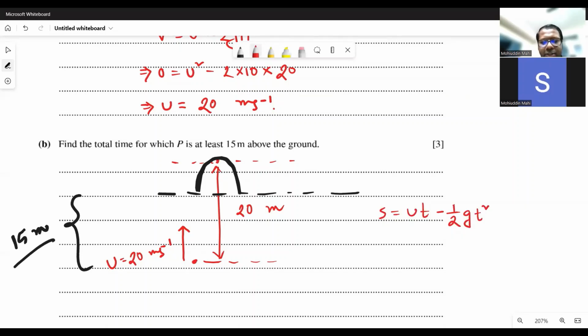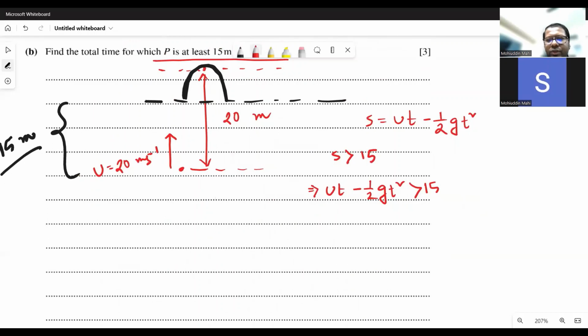Now think about it, the displacement, the value of S, has to be greater than 15. For how much time? P is at least 15 meters above the ground. So S has to be greater than 15 meters. So ut minus half gt square has to be greater than 15 meters. Now we have to solve the inequality. We know the values.